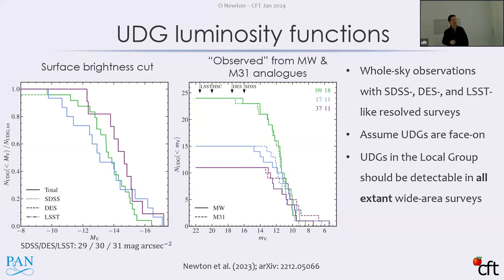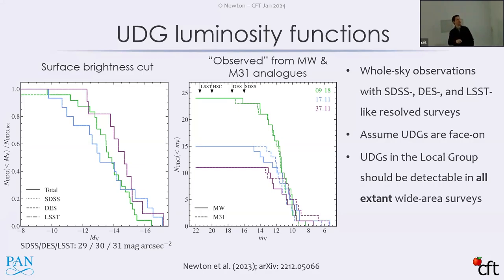Secondarily, we wanted to ask, well, these surveys also have an apparent brightness limit. So if we place ourselves as observers in these analogues and perform the same observation, construct the same luminosity functions, do we recover the full population of UDGs in each case?